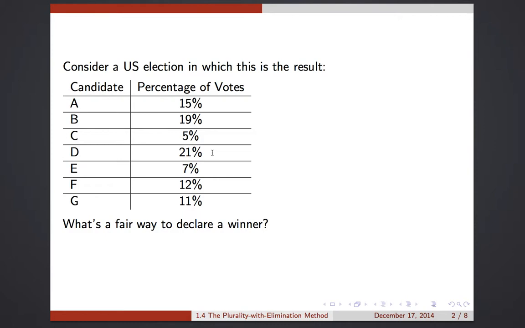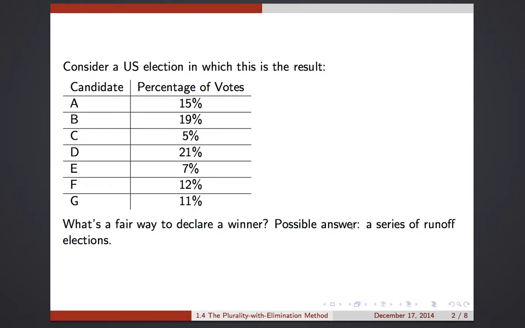If this is like a presidential election or a governor election, candidate D got the most votes, the highest percentage, so he wins. Candidate D, though, of course, notice did not get anywhere close to a majority of the votes. He got nowhere close to 51%. He got 21% of the votes. So it's not clear that D really is the best representative of the people's voice. So one way you can answer this question, what's a better way to declare a winner, is this.